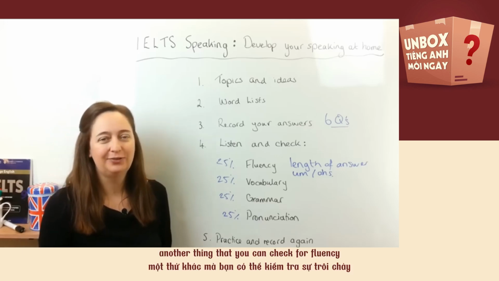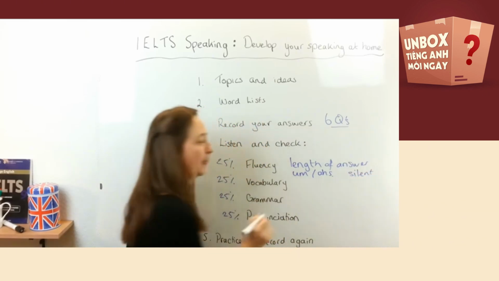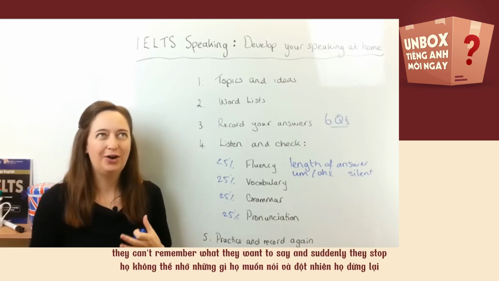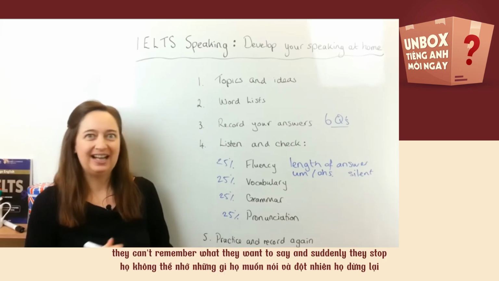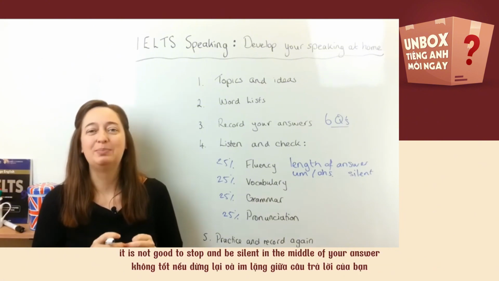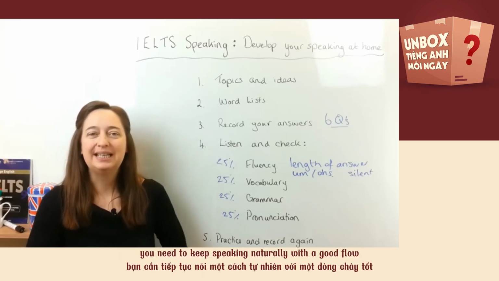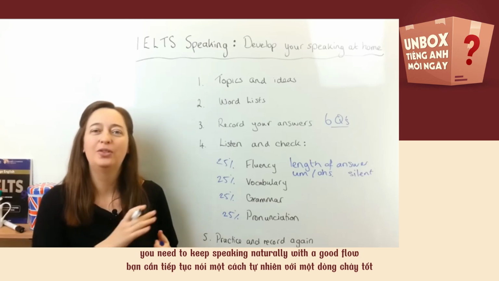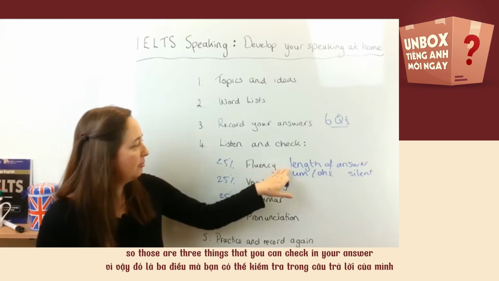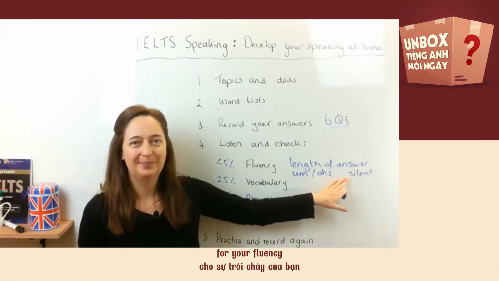Another thing that you can check for fluency is how many times you are silent. Often when students start speaking, they can't remember what they want to say and suddenly they stop. It is not good to stop and be silent in the middle of your answer. You need to fill it. You need to keep speaking naturally with a good flow, and that will give you a good band score. So those are 3 things that you can check in your answer for your fluency.